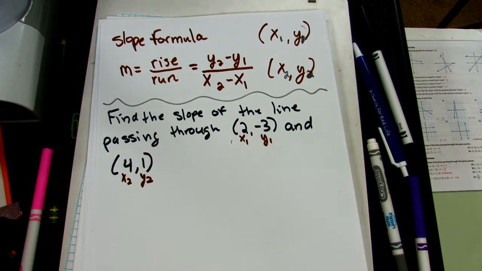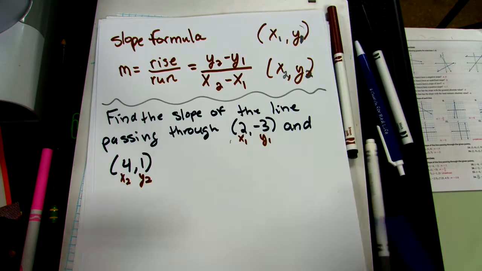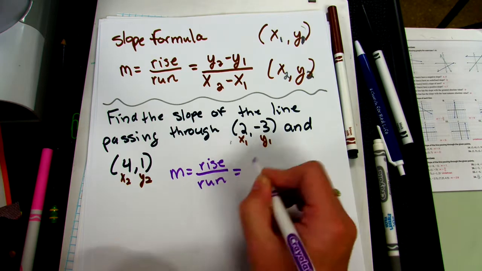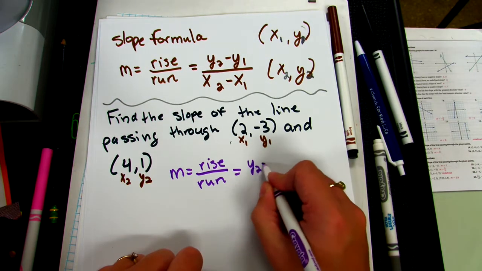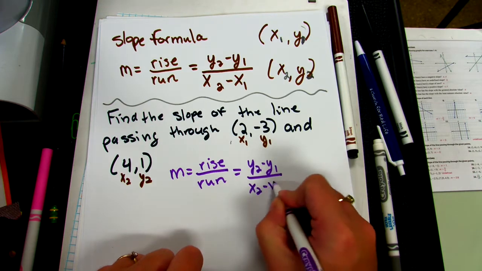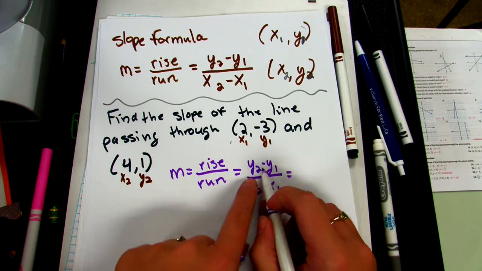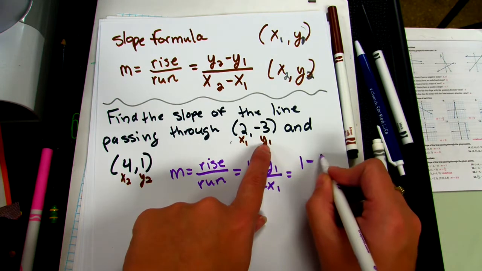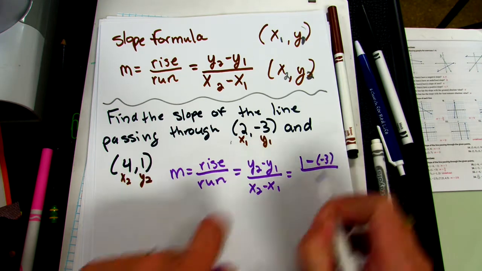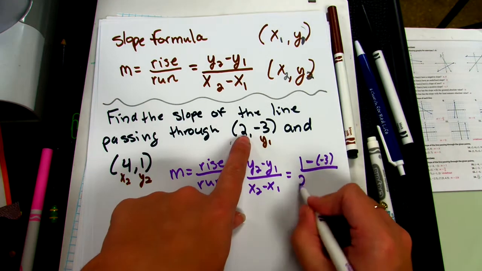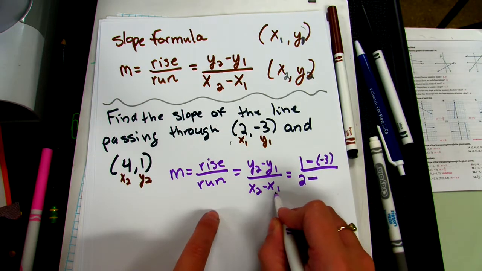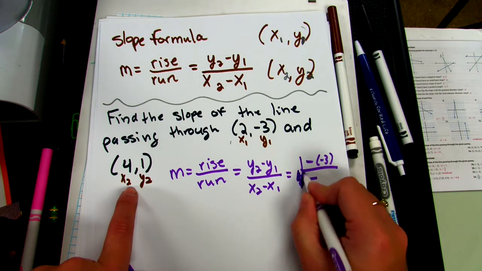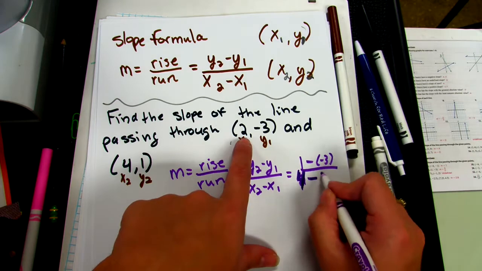All right, so we've got 2 points, which means we can use our slope formula, right? Our slope formula says that m is equal to our rise over our run. So our rise is the difference between our y values, and our run is the difference between our x values. So the difference in the y's is y2, which is 1, minus y1, which is -3, over x2, which is 4, minus x1, which is 2.